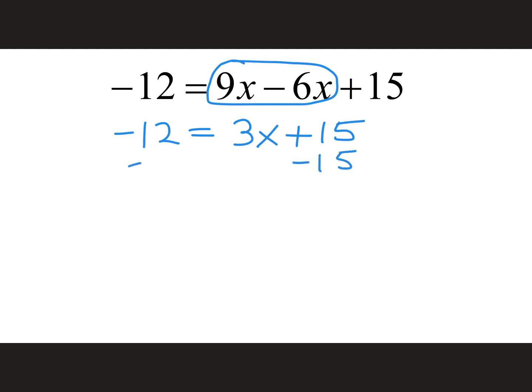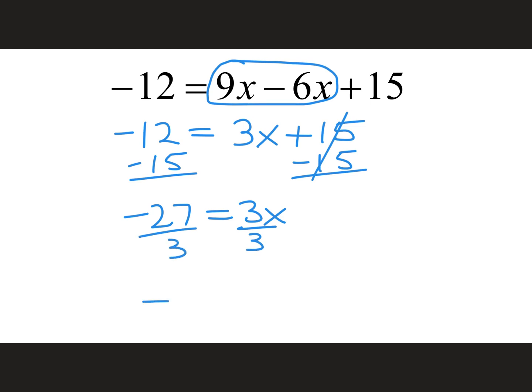Subtract 15 from both sides. And I'll get a negative 27 equals 3x. Get rid of that multiplying 3 with division. And my answer is negative 9. Well, that wasn't too bad, was it?